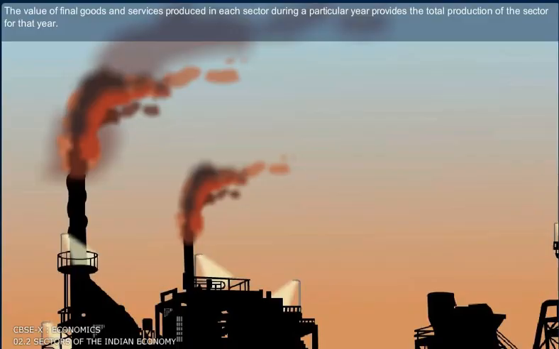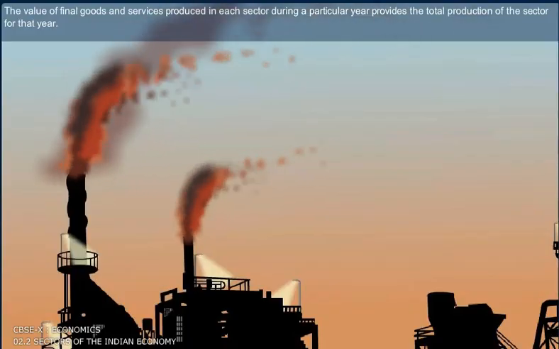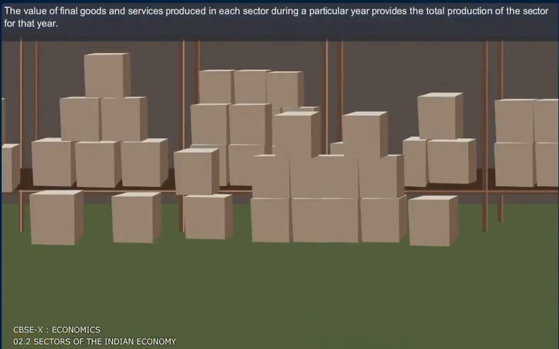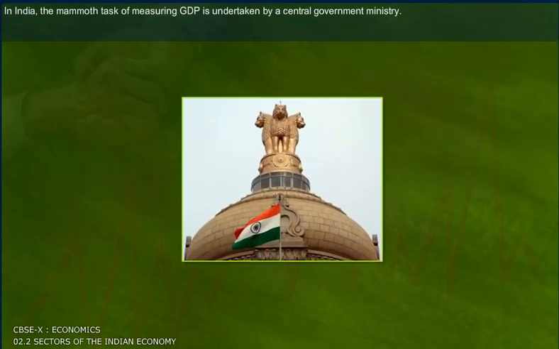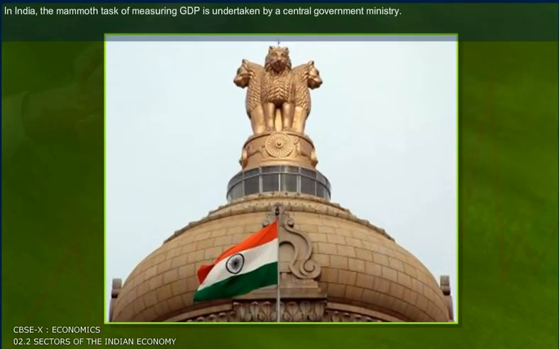The value of final goods and services produced in each sector during a particular year provides the total production of the sector for that year. The sum of production in the three sectors gives what is called the gross domestic product (GDP) of a country. In India, the mammoth task of measuring GDP is undertaken by a central government ministry.